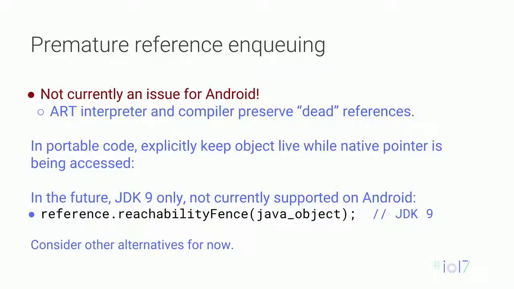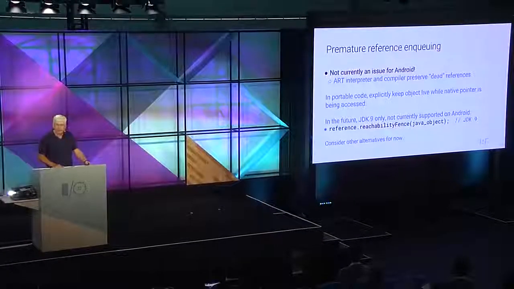So the next problem that I mentioned is the premature enqueuing while a method is still running. As I said, this is not actually an issue for Android, but it is an issue for portable code. There's a partial solution to this in Java 9, which is this thing called a reachability fence, which you can explicitly invoke to tell the implementation, don't let the argument go away yet. It should still be live to the garbage collector, even though it might not look like it. That's not really available basically in any implementation that you can use at the moment.